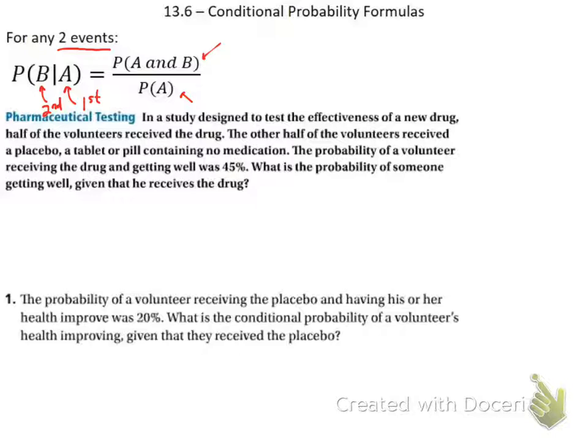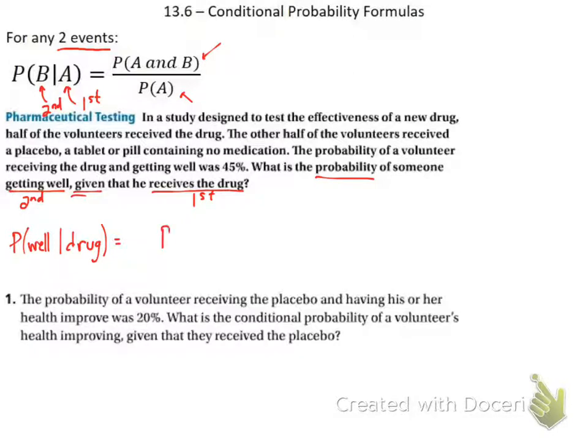So with the first one, we have a new drug. Half the volunteers take the drug, half the volunteers take a placebo, which is like a fake. Probability a volunteer receives the drug and gets well is 45%. So I want to find the probability of someone getting well, given that first he receives the drug. So that's what I'm going to have first, and then getting well is what happens second. So again, when I write this out, I'm going to go the probability of getting well, given first that I receive the drug.